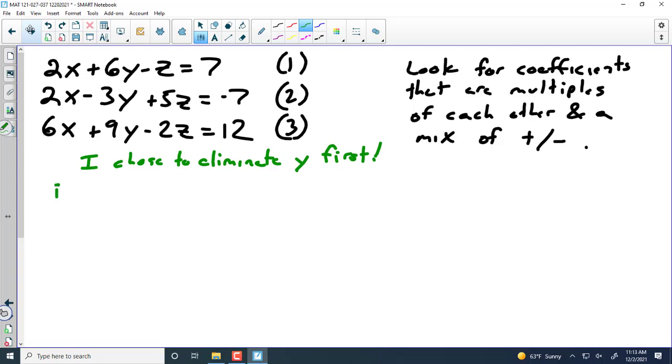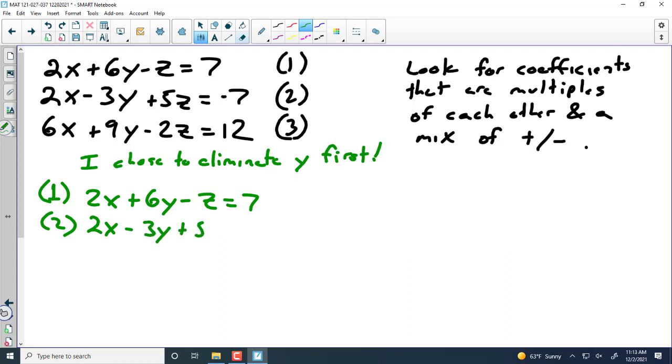So here's what I did. I took equations 1 and 2, 2x plus 6y minus z equals 7. So I'm going to ask for right now, if you want to play along with me, that you all eliminate the same variable as me.